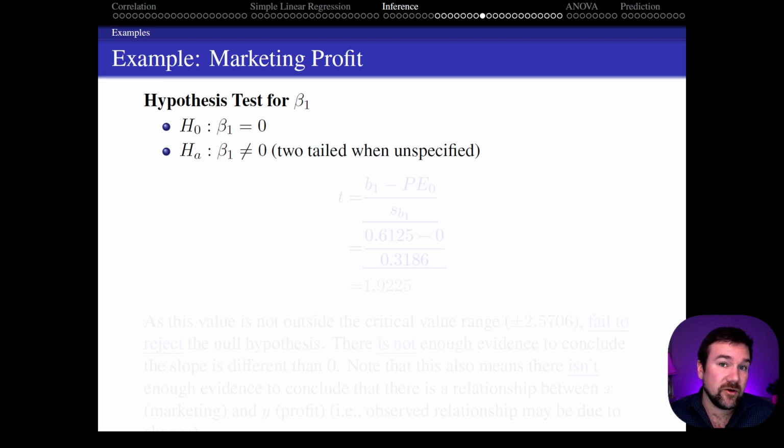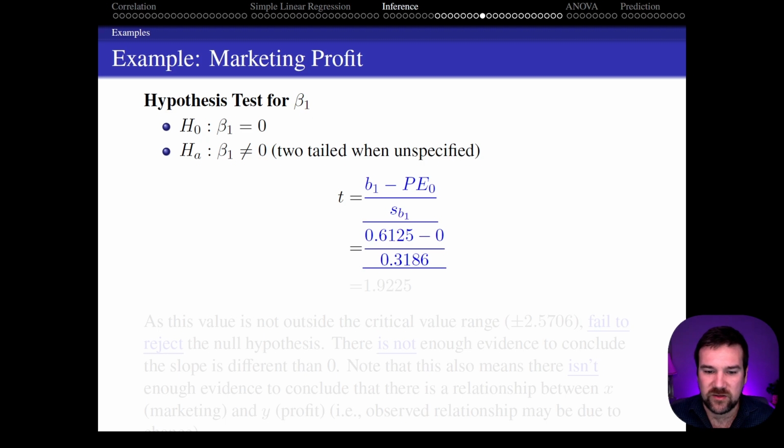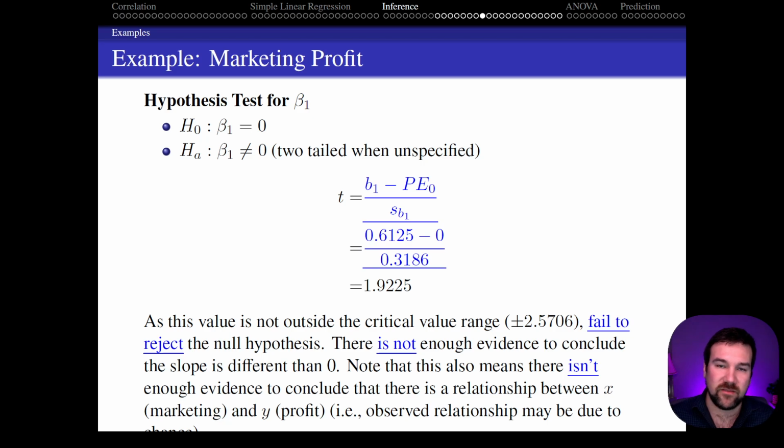Now, in contrast to the test of intercept, which again, testing against zero doesn't tend to make sense. In a slope, testing against zero can make a lot of sense. And again, zero implies no relationship. So a general test against zero says, is there a relationship at all between x and y, a linear relationship? Here, plugging in my values, I end up getting a test statistic of 1.9225. Again, the critical value is the same as before.